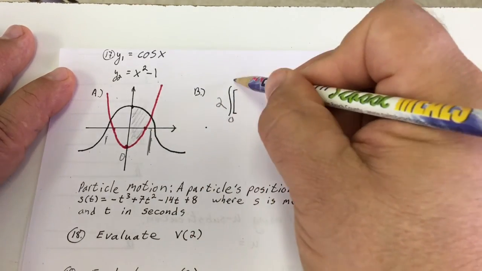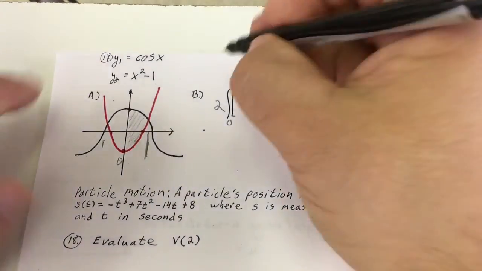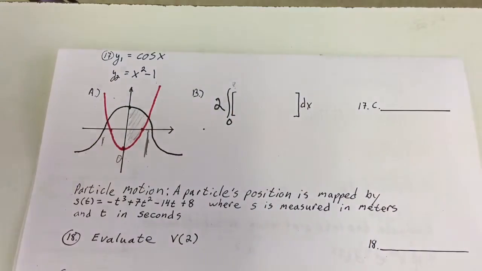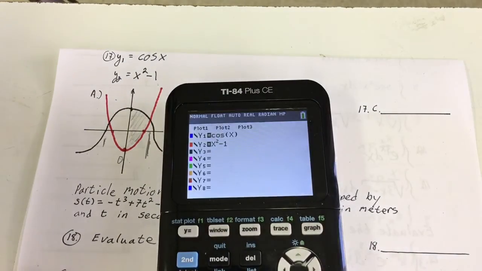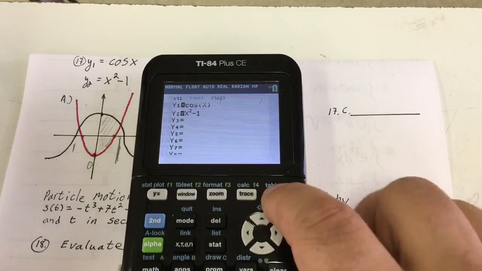Okay? So it's going to start at 0 and go up to whatever that is. And I don't know what that is yet. I have to figure it out. And I think I'm going to have to go to my calculator and graph this. So I have it typed in. I'm going to hit the graph, and I already had a graph.